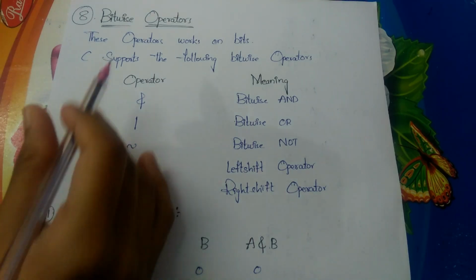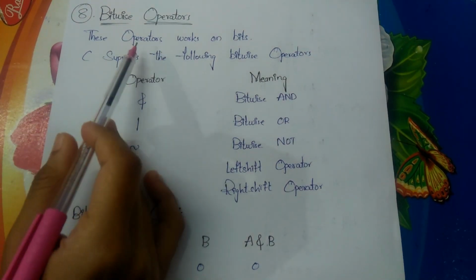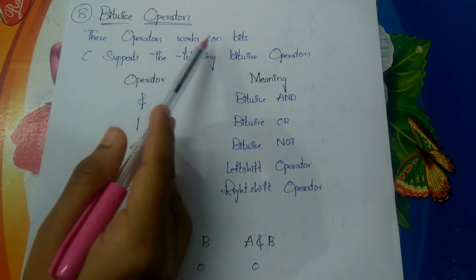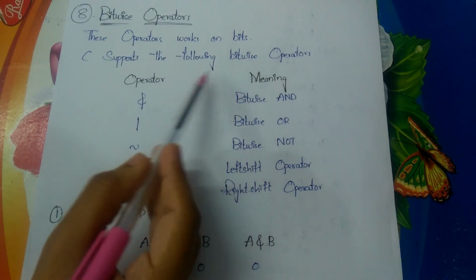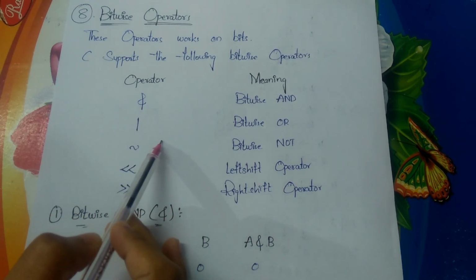So the next operator is the bitwise operator. This is the 8th one. These operators work on bits. C supports the following bitwise operators. We have 5 types of bitwise operators.